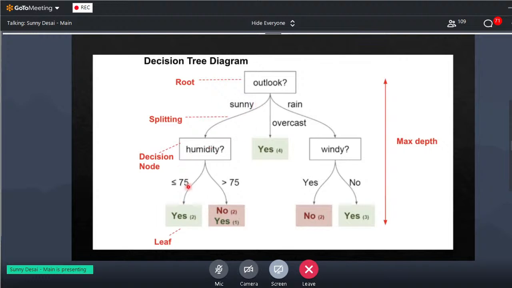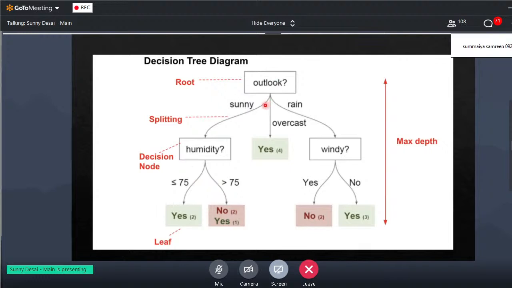So the first line says that your friend looks at whether the weather is sunny, then she will look at humidity, and if the humidity is less than 75, your friend will come and play with you. So that is why the answer is yes. If the weather is sunny and the humidity is less than 75, I'm going to come and play with you. On the other hand, if the weather is sunny and the humidity is more than 75, your friend will say, no, I'm not going to come and play with you. That is how the decision tree helps you derive conclusions based on the data that is available.